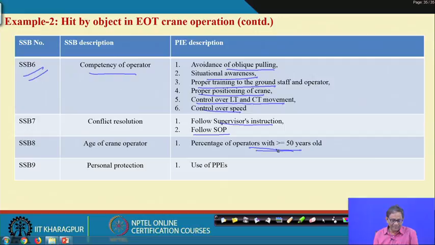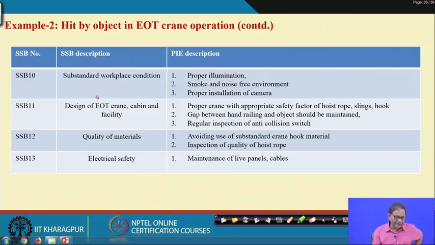Then personal protection, use of PPEs, personal protective equipment. So, this is another example with reference to PSB. Then substandard workplace condition: design of the crane, cabin facility, quality of materials, electrical safety. We have identified PIEs.